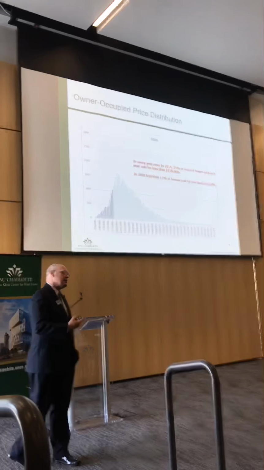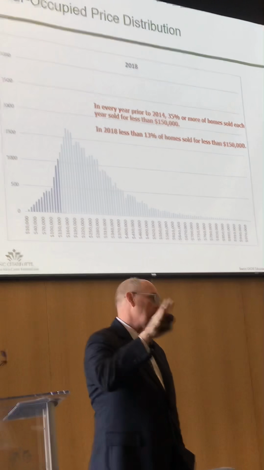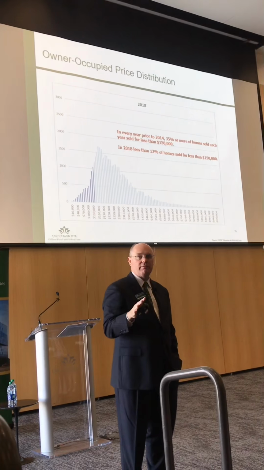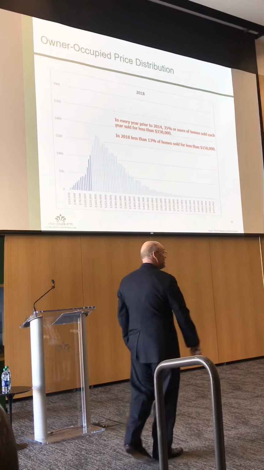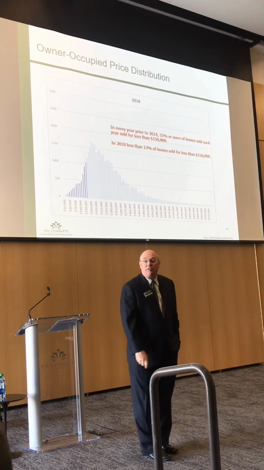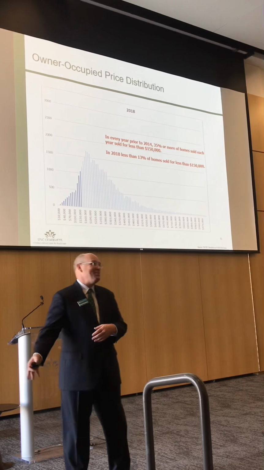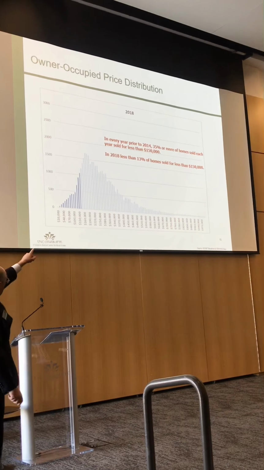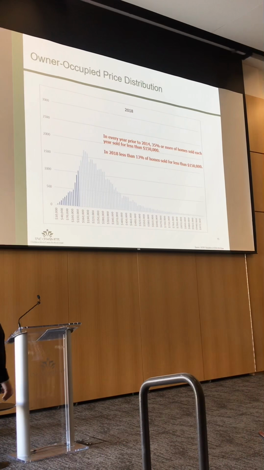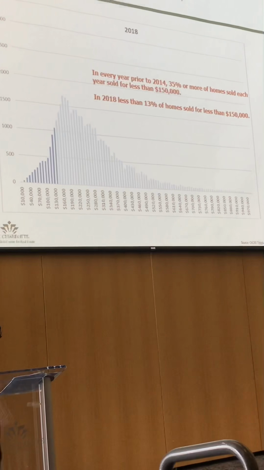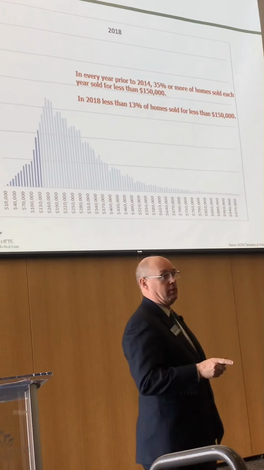Here's the most amazing statistic to me. Remember I said $150,000 was the median home price in 2005? I always kind of thought of 150,000 as a starter home. Seemed about right. Frankly, it was aspirational for me when I actually did buy my first starter home in the 90s. But in every year prior to 2014, at least for data we have going back to 2005, 35% or more of homes sold for $150,000 or less.